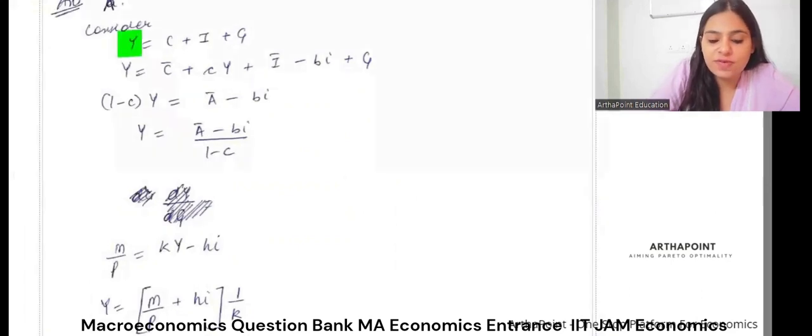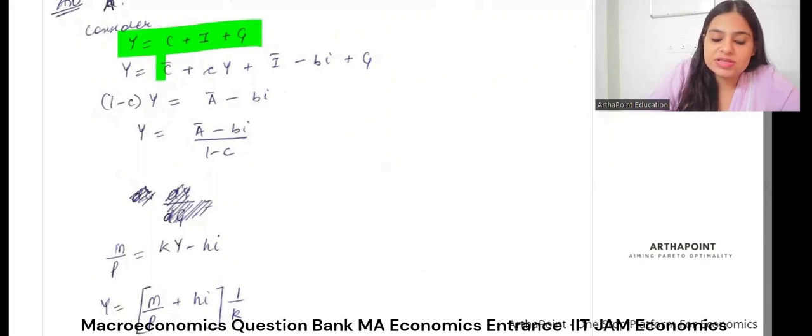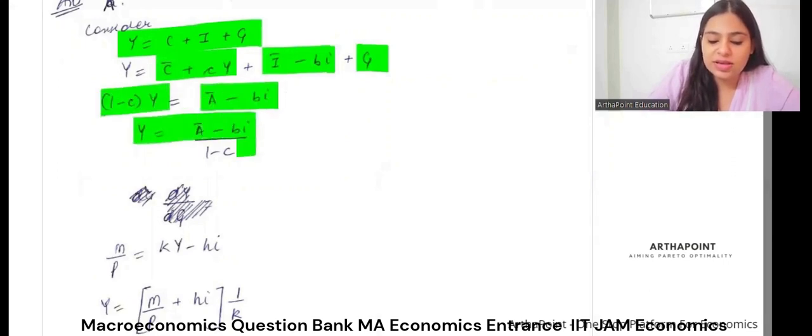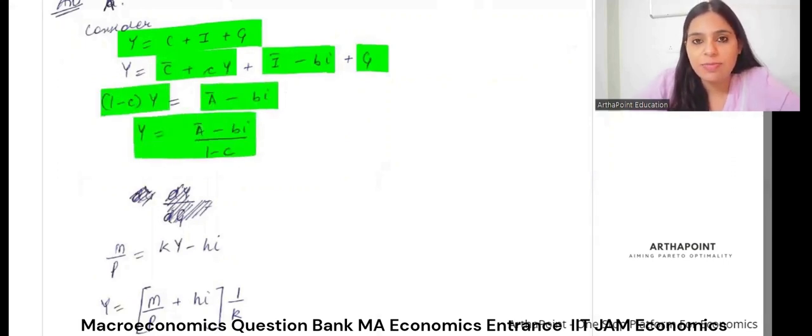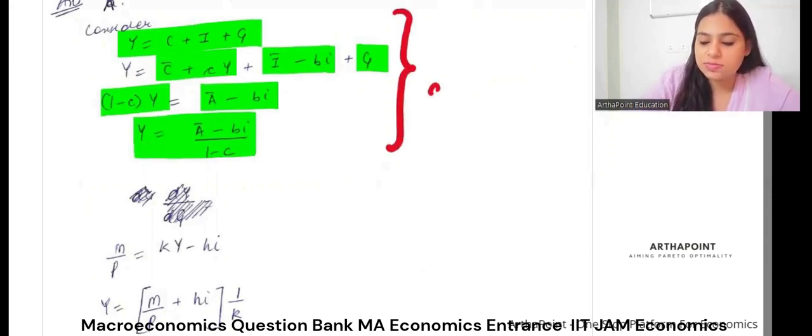Consider this equation: Y is equal to C plus I plus G. I'm just opening up this: C bar plus small c Y plus I bar minus b i, and G. I'm trying to solve this for the value of Y, and I will get A bar minus b i upon 1 minus c. This is my goods market equilibrium.